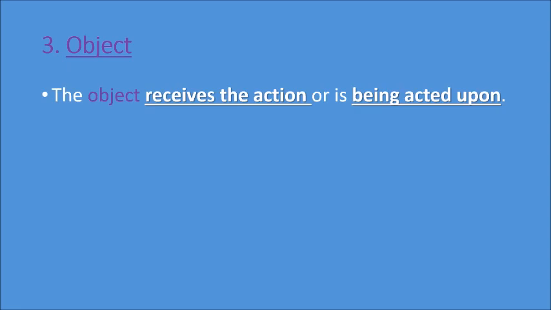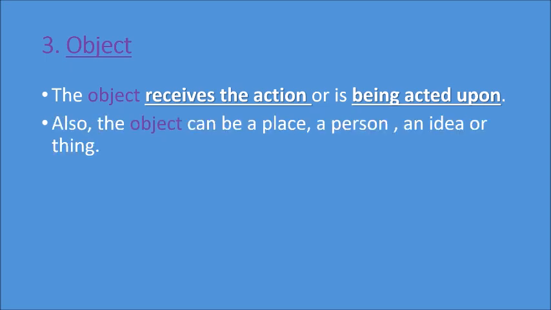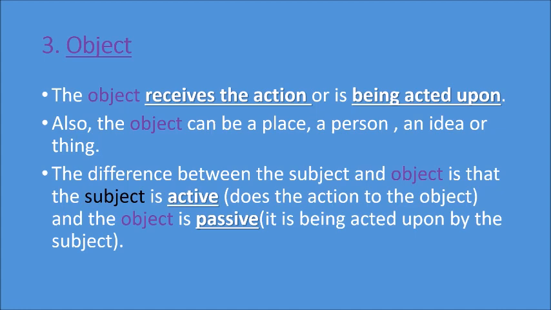As we should know by now, in a sentence we have the performer, the action, and the object which receives the action or is being acted upon. Also, the object can be a place, a person, an idea, or a thing, just like a subject. However, the difference between the subject and object is that the subject is active, meaning that the subject does the action to the object, and the object is passive, meaning that it is being acted upon by the subject.